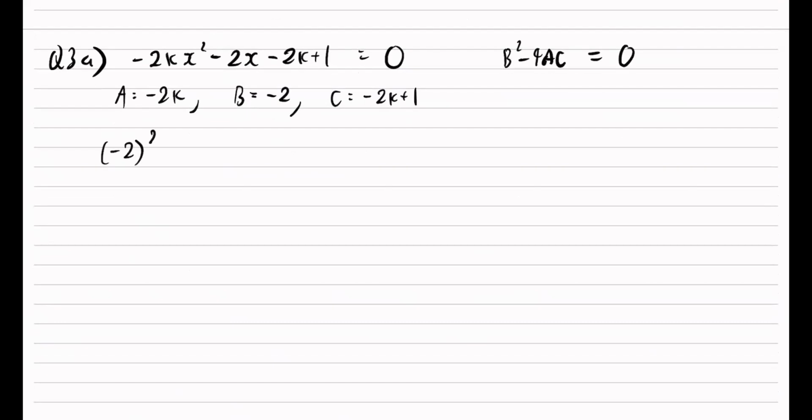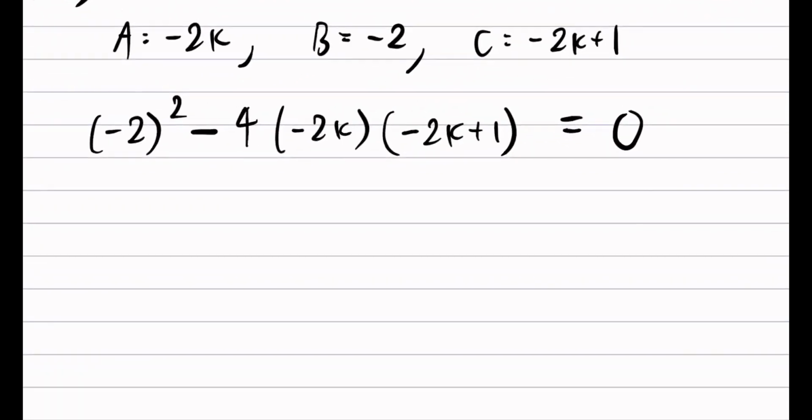B squared minus 4ac. Oh sorry, this might not be linear. Equal to 0. Let's expand this. Negative times negative gives you positive. 2 squared is 4, minus 4 leave alone. Maybe I'll just multiply the two negatives first, then I'll get a positive 4 times 2k. Let's go a bit faster. 4 times 2 is 8, right? So this is just 8k times minus 2k plus 1 with bracket.